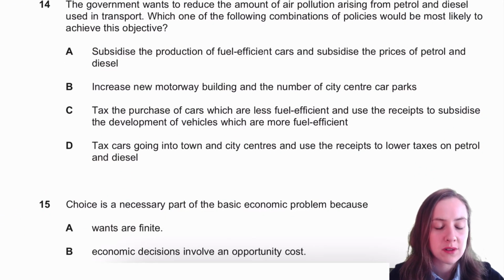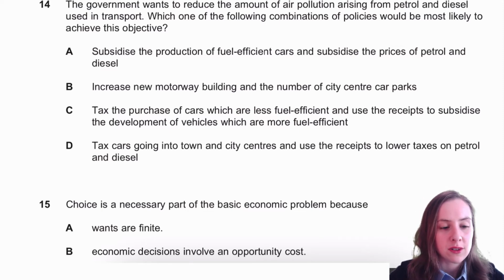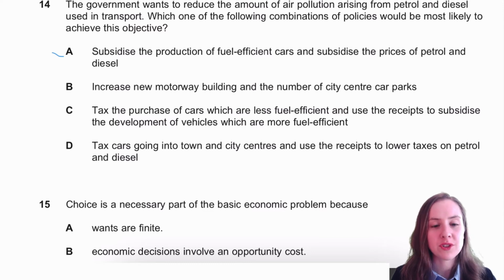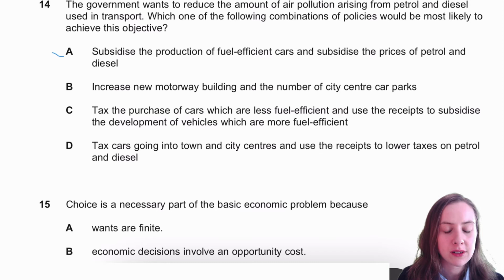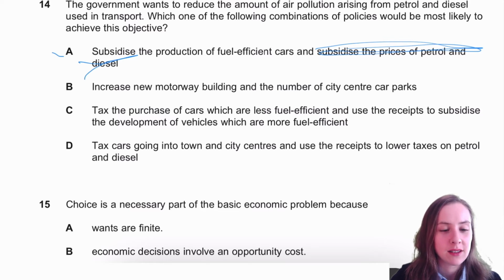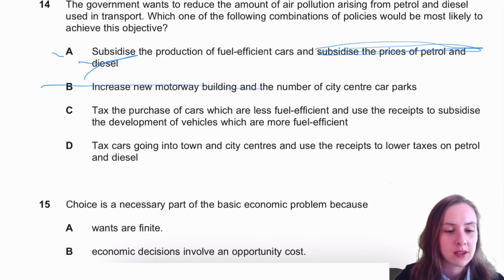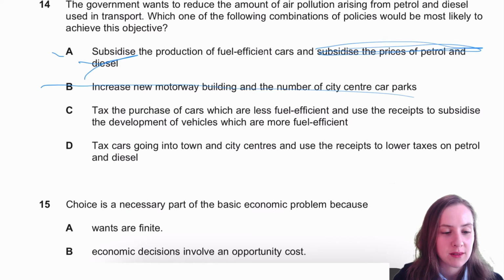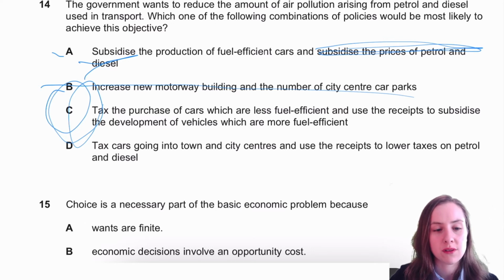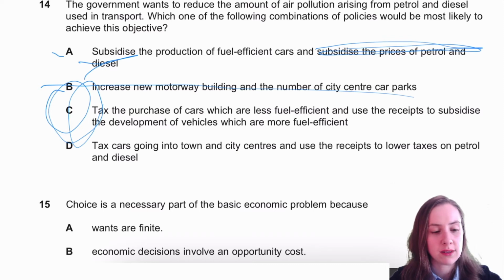The government wants to reduce the amount of air pollution. What could do that? So I don't want to subsidize unless it's fuel efficient cars, right? Because you want people to substitute to things that don't create as much air pollution. Subsidize not petrol and diesel. Increase new motorway building. That will mean more cars and more pollution, especially when you're building more car parks. Tax the purchase of cars which are less fuel efficient, and then subsidize. Okay, that sounds sensible, right? That will reduce overall the quantity of pollution produced each year. I don't think it will actually reduce pollution. Oh yes, it will reduce pollution, right? Because you're still polluting, but you're polluting less than before.